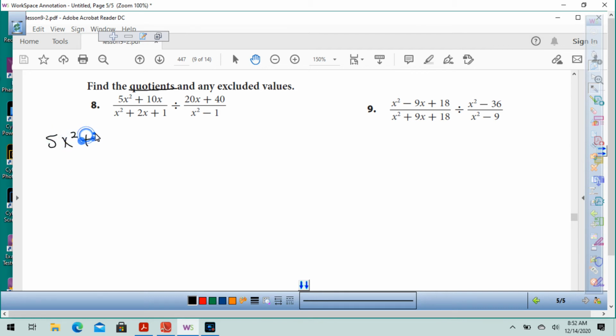5x squared plus 10x over x squared plus 2x plus 1, and then multiply that by x squared minus 1 over 20x plus 40. All right, not a problem. Now what does that do for the excluded values?